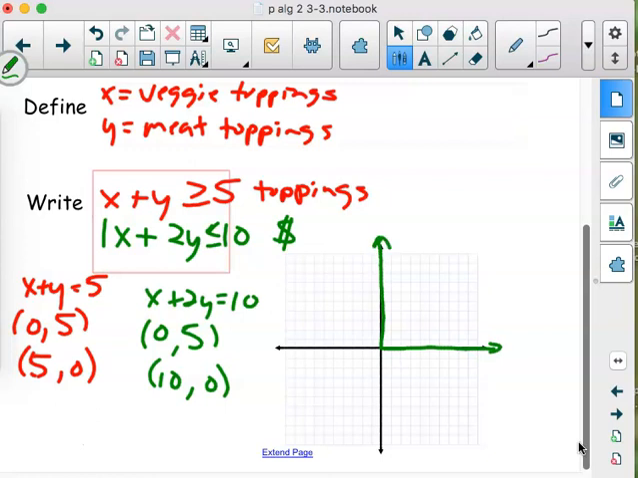Because you can't have a negative amount of toppings. You can't walk into any of the pizza places in the area and go into Domino's and say, here, I brought you some green pepper, give me some money back. It doesn't work that way. You have to stick with the positives. So I'm going to graph my 0, 5 and my 5, 0 from my red inequality. And I am going to label those.